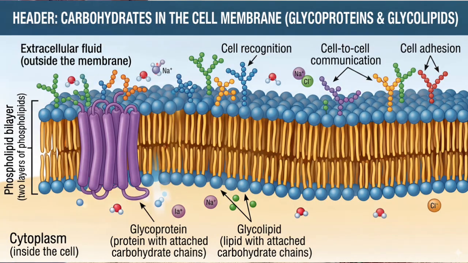Then we have carbohydrates attached to proteins and lipids. This acts like ID tags. They help cells recognize each other. They help your immune system know what belongs and what doesn't. This is the same system that determines whether a blood transfusion is safe or deadly.